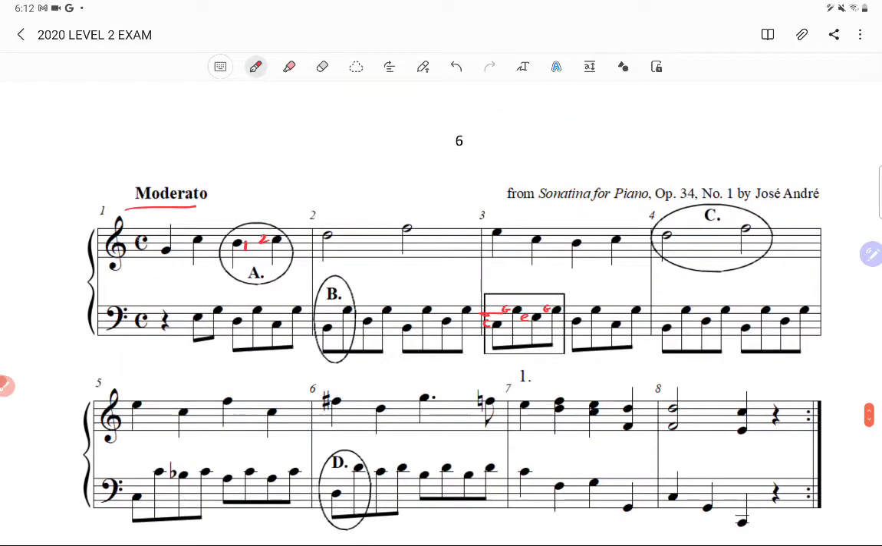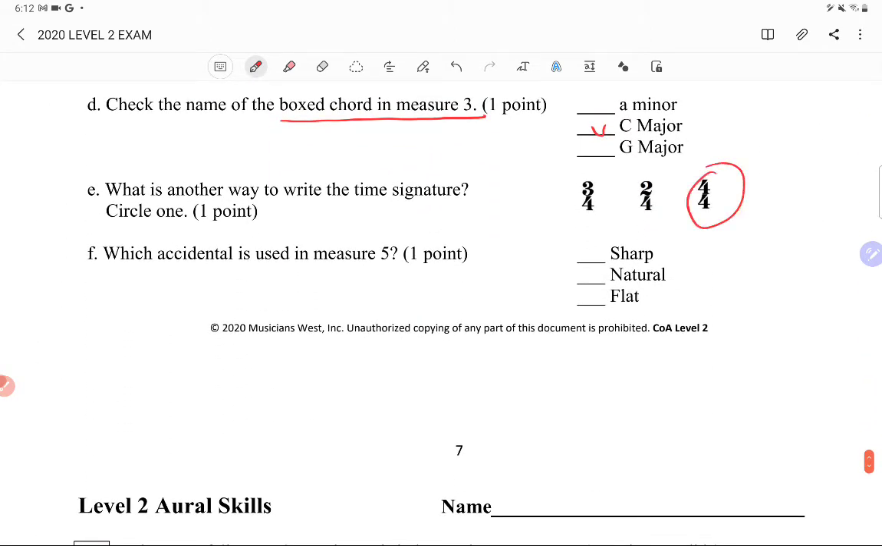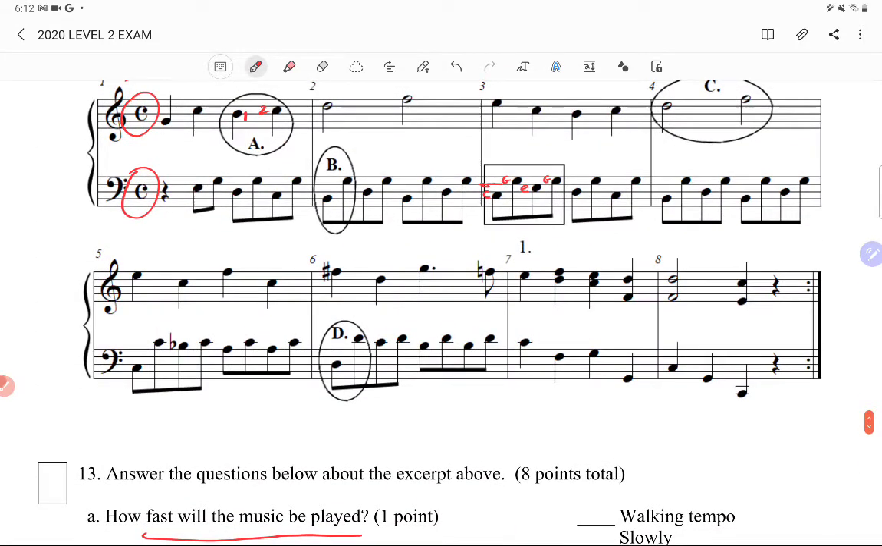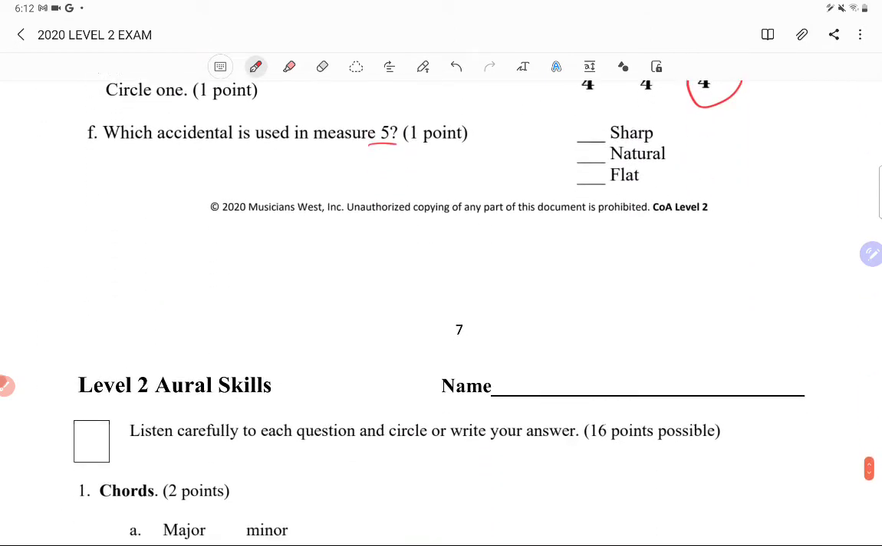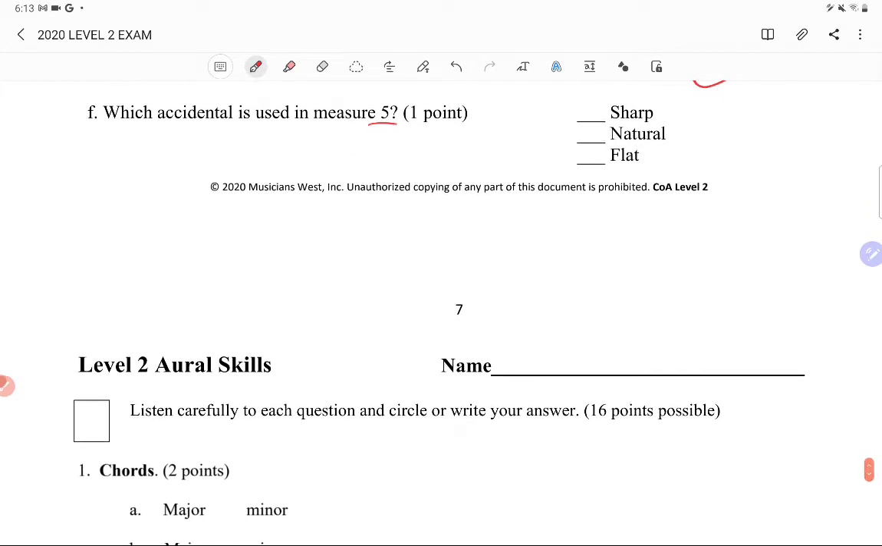Okay, what is another way to write the time signature? Well, whenever you see this, that also stands for common time, and the most common time is this one, 4/4, which accidentally is used in measure 5. Let's look at measure 5. Here's the accidental. I think you can answer this question. They're giving you the sharp, natural, flat. That should be very easy.